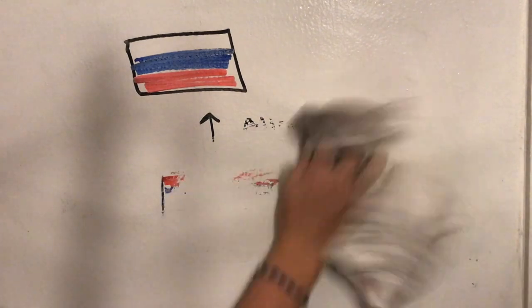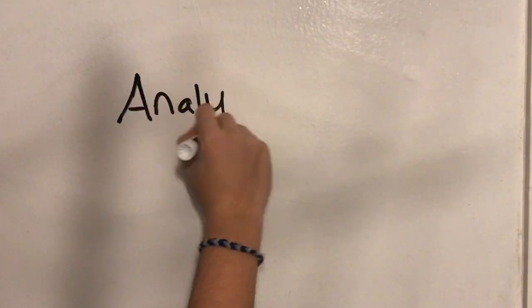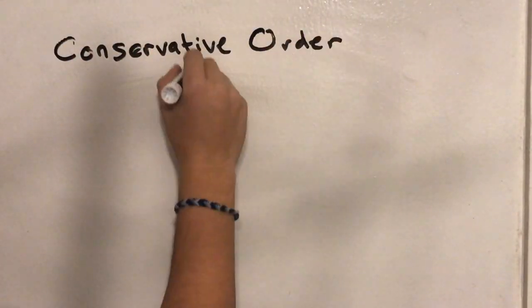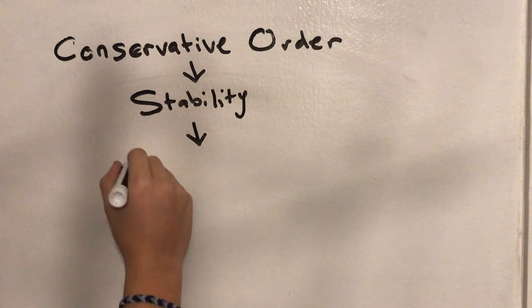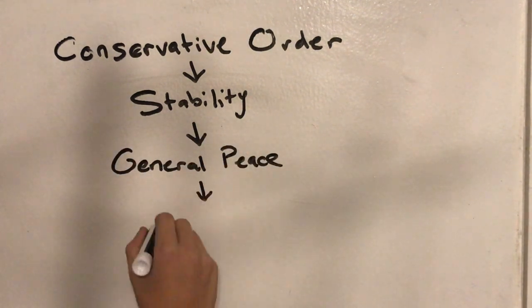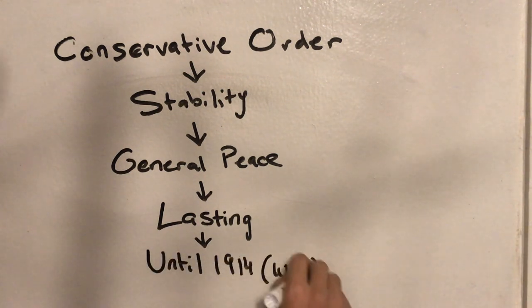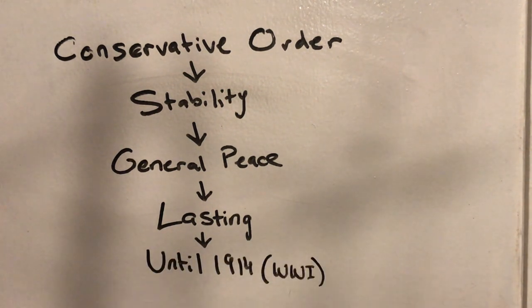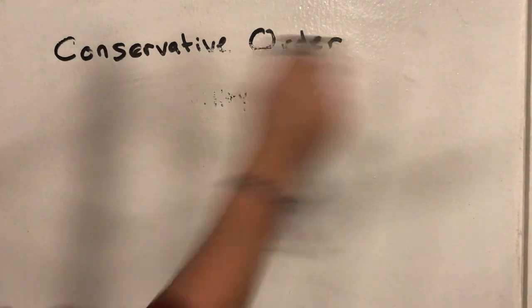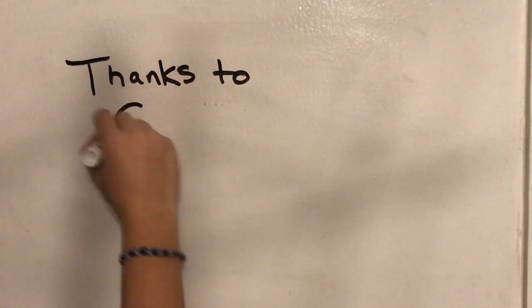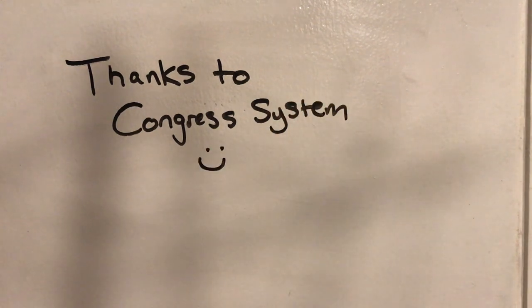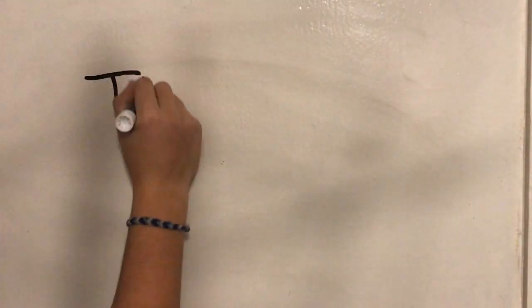To conclude, I'm going to briefly discuss the larger impact that the conservative international order had on Europe. As in its name, we see this conservative order in Europe, which is going to create stability and general peace. Countries are cooperating, and again, this is going to create peace that lasts until 1914 with the start of World War I. The most important reason for this peace is the congressional system, the culture of Europe, and all this cooperation. The end.